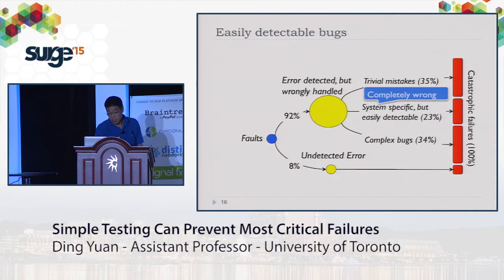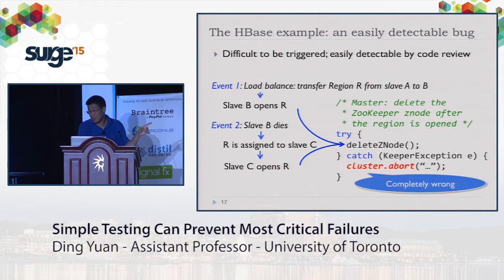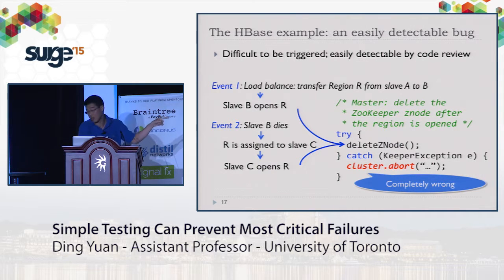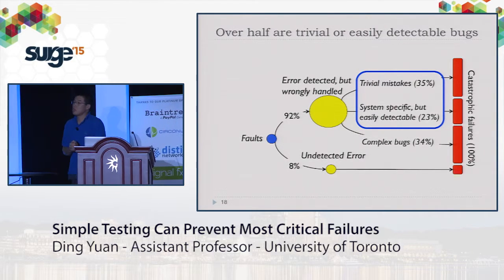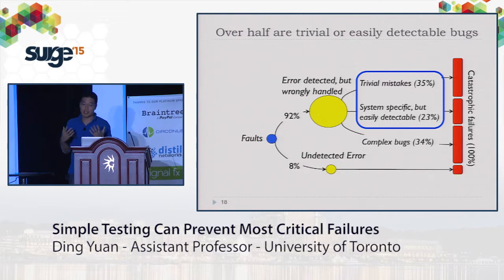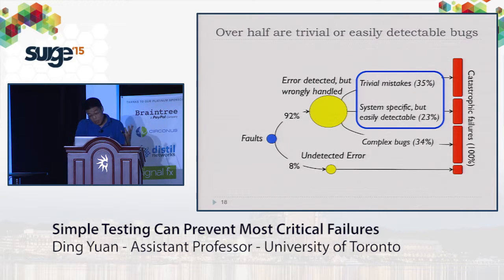Okay. So, for example, if you remember the previous HBase example, it belongs to this case. All right? In this case, the bug is in the error handling code, and it's simply completely wrong. So with any test case that can trigger this code block, you will see the failure. Right? Now, for the remaining cases, indeed, they are pretty complicated. You require very detailed understanding of your system and very complicated analysis. But over half of the failures are either trivial mistakes or easily detectable. So they could have been prevented.